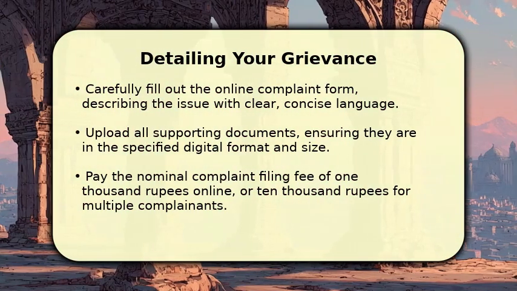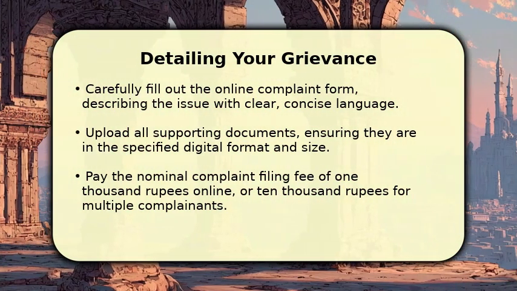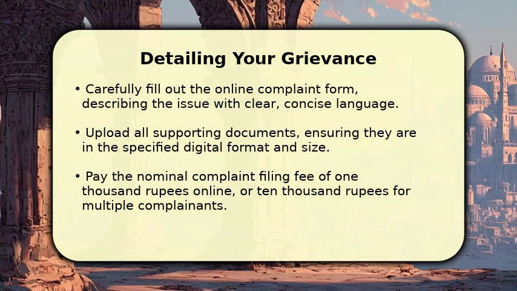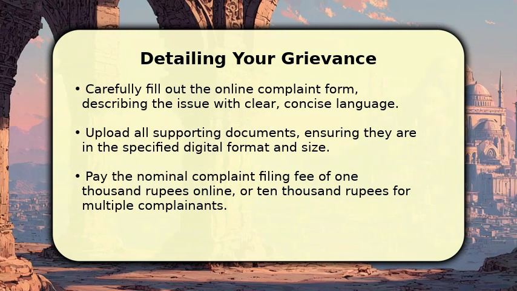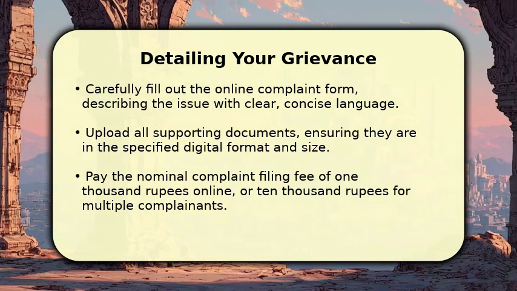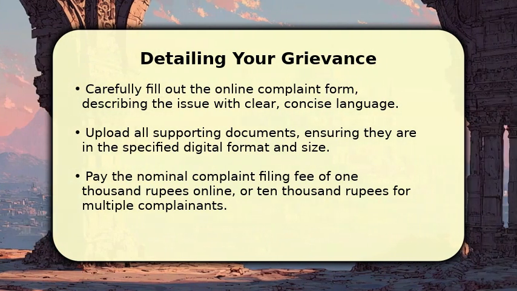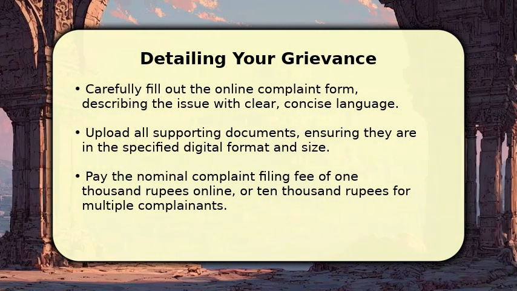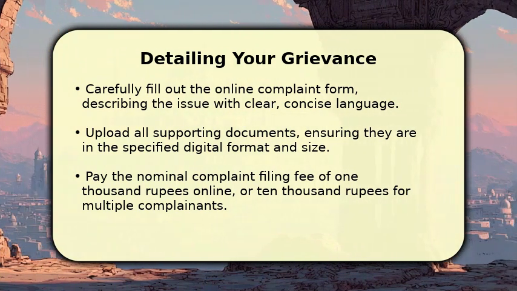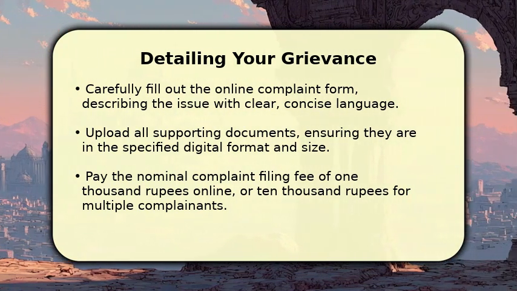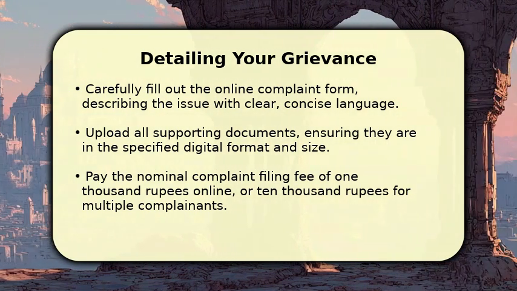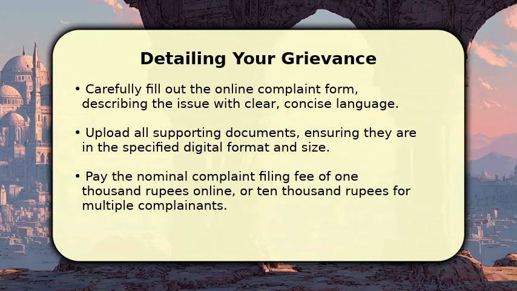Now, complete the online complaint form, clearly stating the nature of your grievance, for example, project delay or non-delivery. Attach all your supporting documents, such as your builder-buyer agreement and payment receipts, ensuring they are legible and correctly uploaded. Finally, proceed to pay the filing fee, which is 1,000 rupees for a single complainant or 10,000 rupees if multiple buyers are filing jointly. This fee is a necessary part of the official submission.